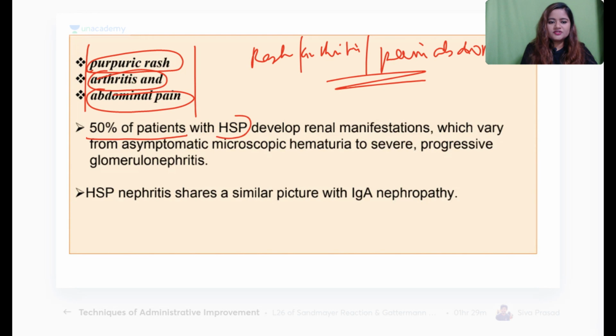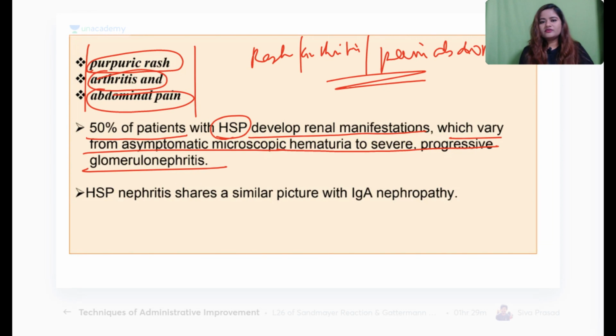So 50% of the patients with HSP develop renal manifestations, which can vary from asymptomatic microscopic hematuria to severe progressive glomerulonephritis. So again, it is a type of presentation that mimics your nephritic syndrome. So it is a kind of glomerulonephritis that we had studied yesterday. When we were discussing the causes, we had also discussed in rapidly progressive glomerulonephritis the types of vasculitic disorders. So this HSP also comes under the same category.